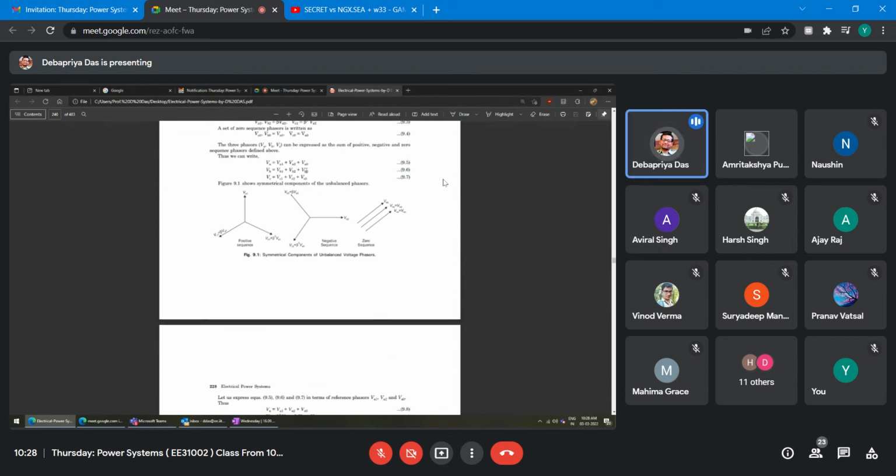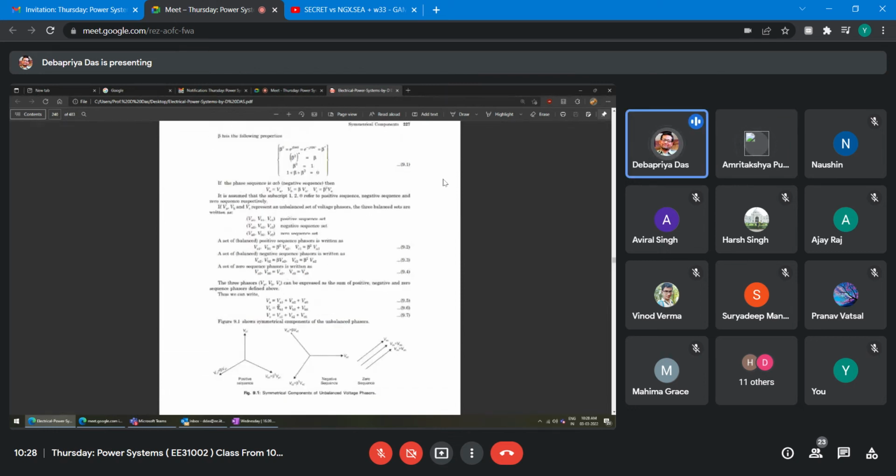This is actually for an unbalanced system. VA, we are breaking into 3 components: positive sequence, negative sequence, and zero sequence. That's why VA is equal to positive sequence voltage plus negative sequence voltage plus zero sequence voltage. This is the positive sequence diagram, this is negative sequence, this is zero sequence, such that VA is VA1 plus VA2 plus VA0. Similarly for VB also. Later you will see what the values of VA1, VA2, VA0 are.